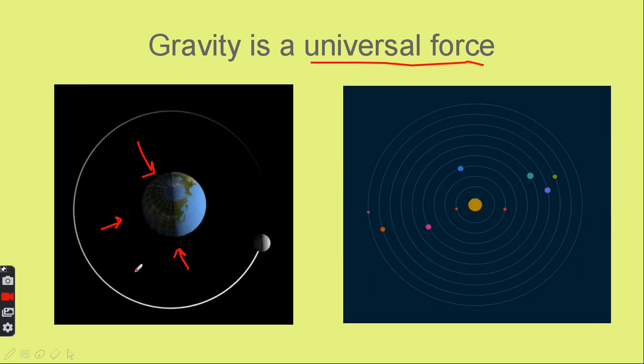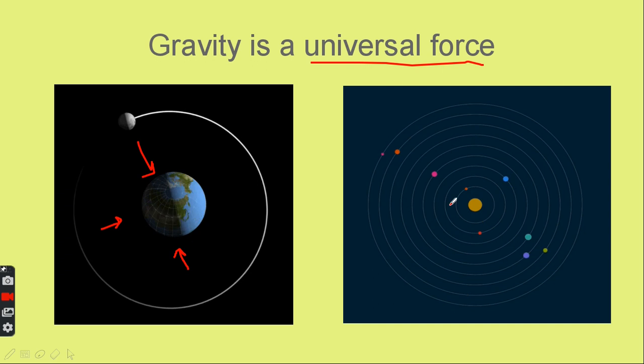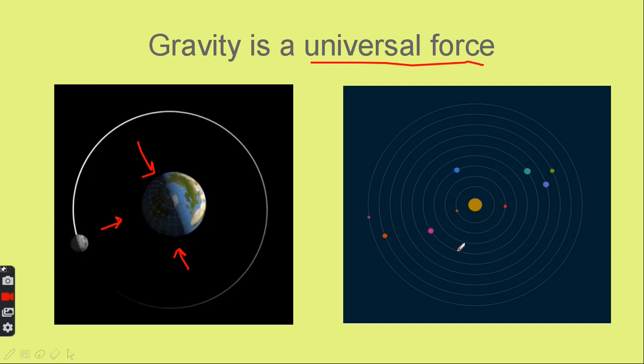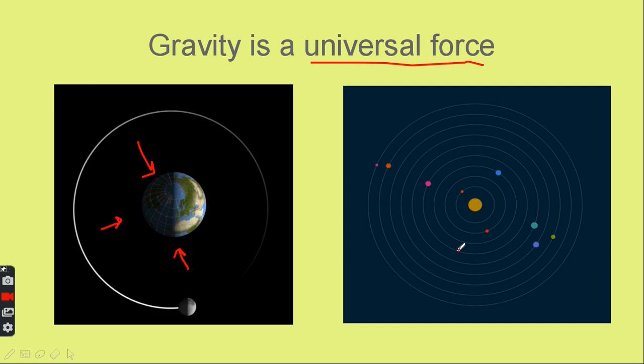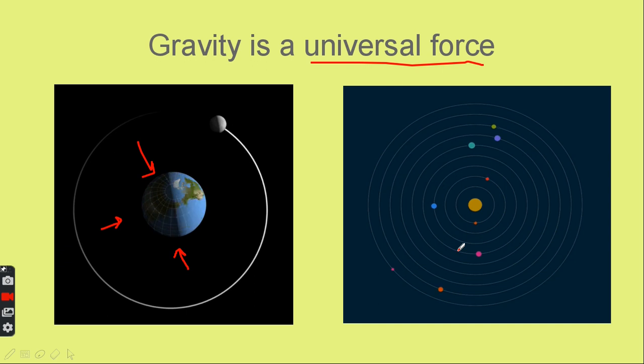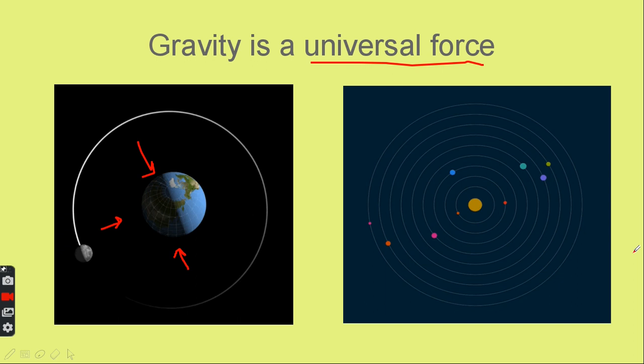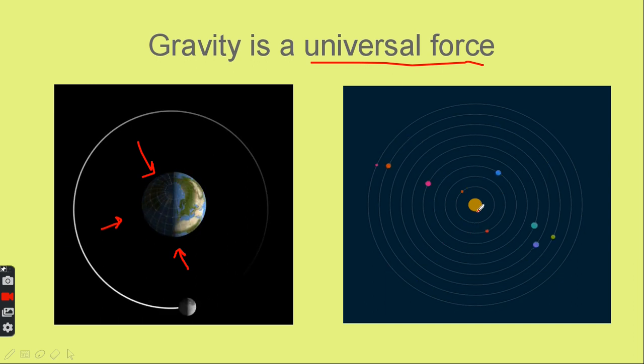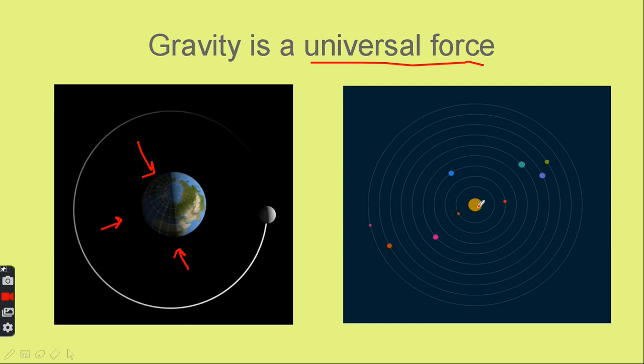As I told you, my dears, gravity is not only for the Earth, but also for all objects. All objects attract each other. All objects have a gravitational force. Here, for example, I have the solar system. Here is the solar system. We have the sun in the middle. Here is the sun in the center.